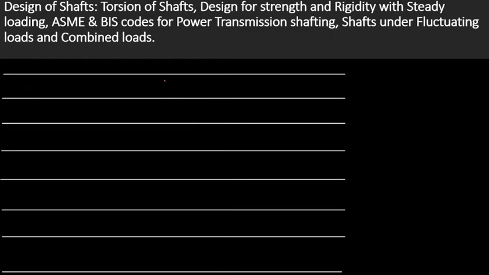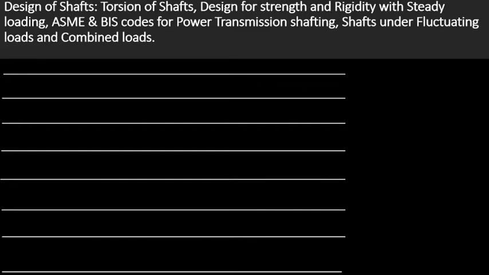We'll go through the design of shafts today. It consists of the meaning of torsion of shafts, design for strength and design for rigidity, with steady loading and ASME and BIS codes for power transmission shafting, and shafts under fluctuating loads and combined loads.